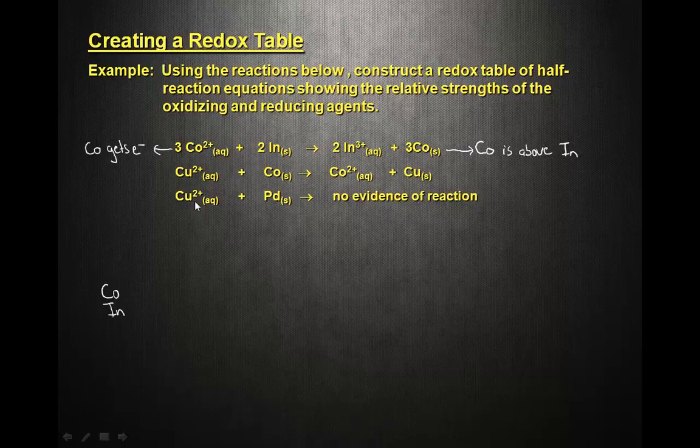Let's take a look at our next reaction. Copper has gone from plus 2 to solid. So again, it has gained 2 electrons.